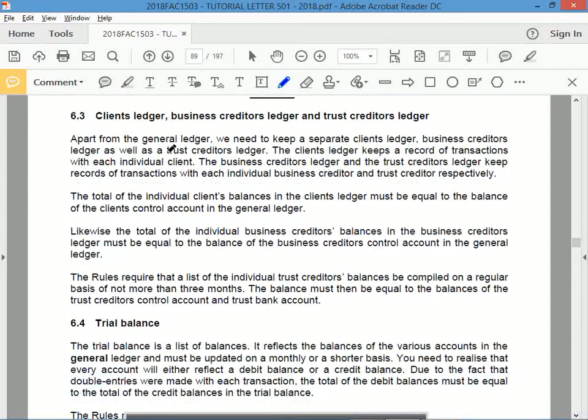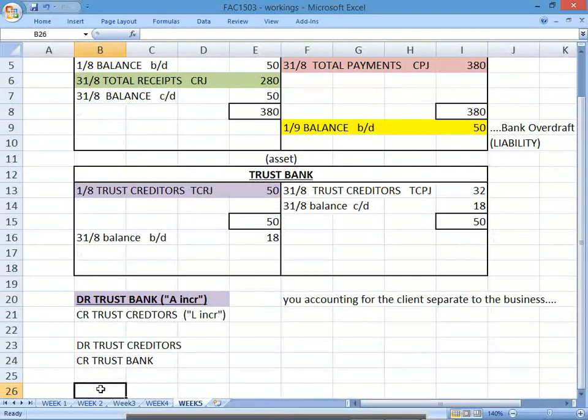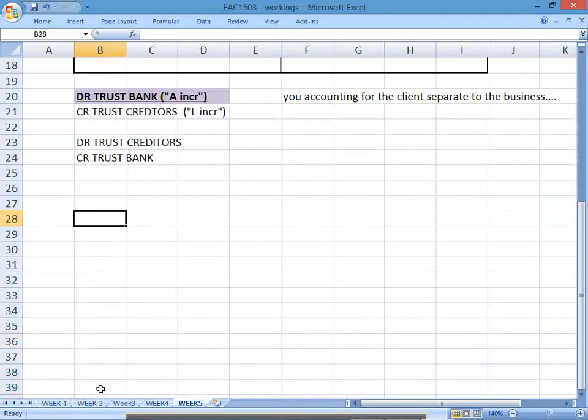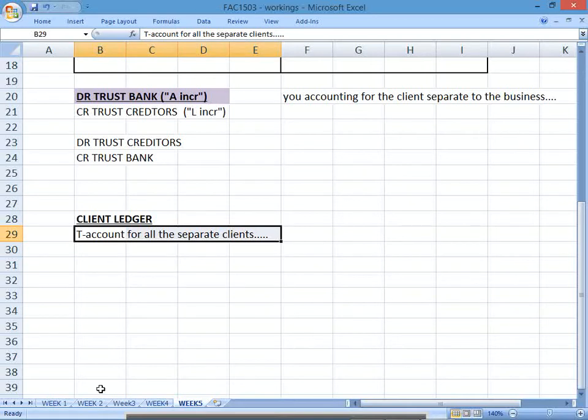Something else to discuss in terms of theory. We've seen this before, a client ledger. Do you agree? We're not going to have one client, we're going to have many. So the client ledger, like a general ledger, which is a general list of all your separate accounts, will be a list of all your separate clients. That's all it is. So you'll have T accounts for all the separate clients. You'd have one T account for client A, one T account for client B, C, D, E, F, G, and so on.